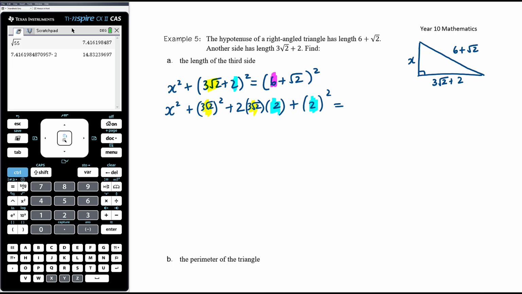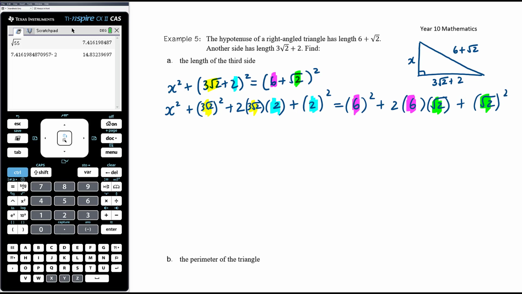So if we've got two things in our perfect square, again we've got plus, so it's going to be something squared plus 2 times something times something, plus something squared. And again, it's going to be the first thing in the bracket that goes there, and the second thing in the bracket that goes there. So in this case, that's going to be 6 squared plus 2 times 6 times root 2 plus root 2 squared.